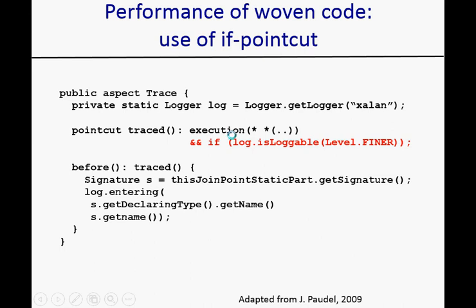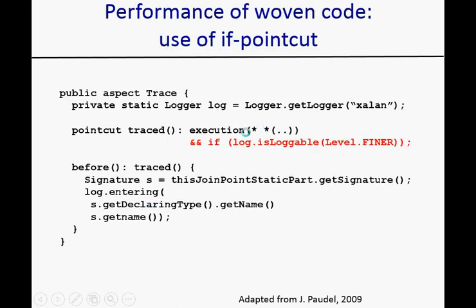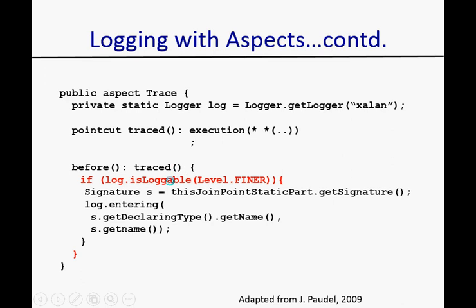There's a problem with that, though, ladies and gentlemen. The problem is that we're doing all this work dynamically. We could instead put this criteria in the point cut, in which case we won't even weave in. Here, we're weaving this code in with all these executions. Here, if this is not true, we won't even weave this code in, ladies and gentlemen. This code won't in fact get woven into the code here, and therefore we don't have to dynamically keep on checking these things. So we can have these if point cuts to cut down the dynamic execution of checking.